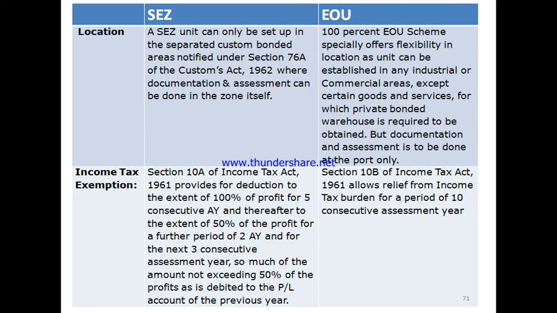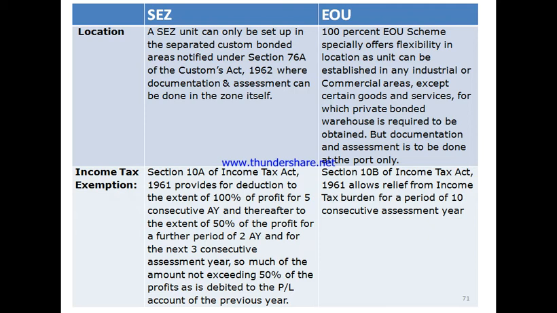And therefore, any sale made from a SEZ to the domestic tariff area is considered an export. Means if you make any sale from a special economic zone, we treat it as an export, and any sale made by an EOU to the domestic tariff area is regarded as a deemed export.